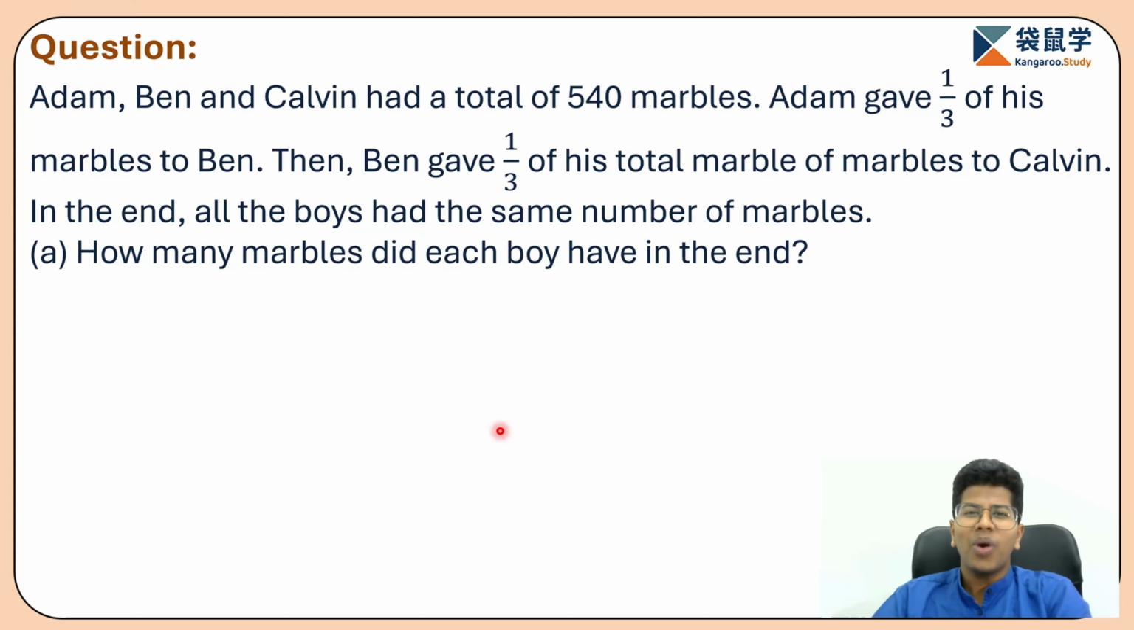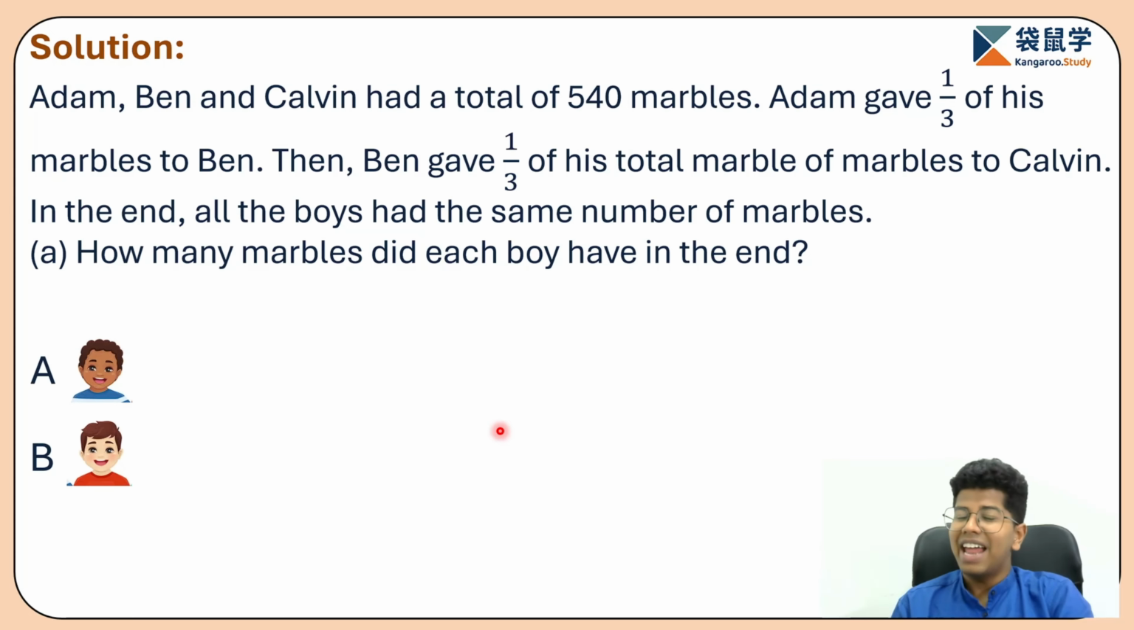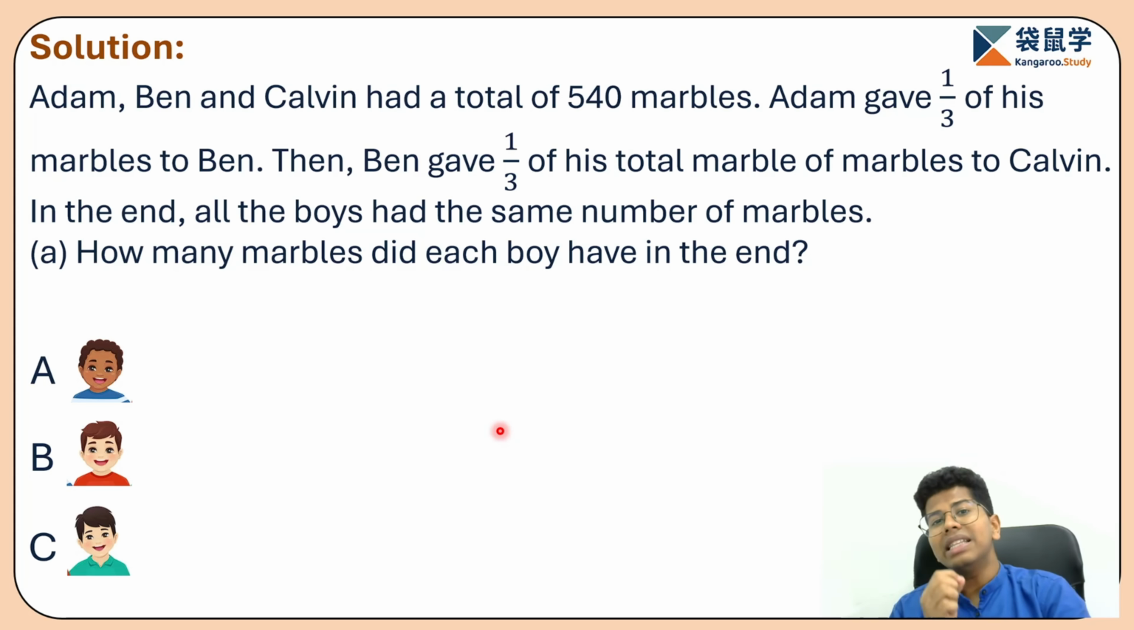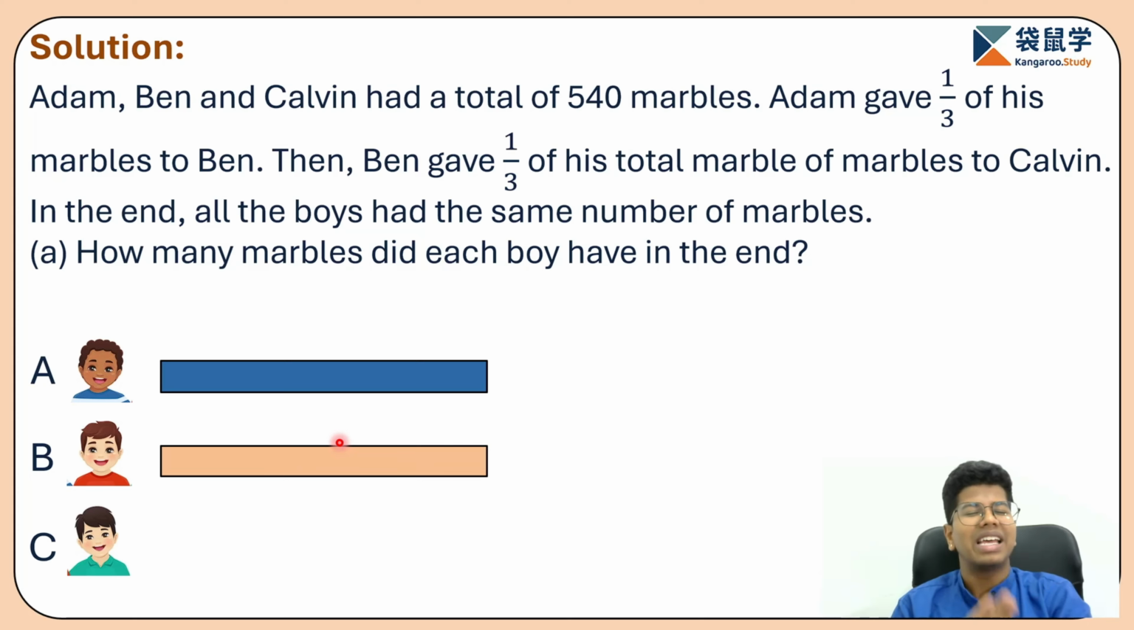So, here I can draw a model for all 3 of them. For Adam, I'll represent it using A, for Ben by B, and for Kelvin by C. Now the question says at the end they have the same number of marbles. So for Adam, let's say this is the number of marbles Adam has at the end. Now can you tell me how to represent for Ben? What will be the length? Yes, it will be the same because they have the same marbles. And for Kelvin, what will be the length?